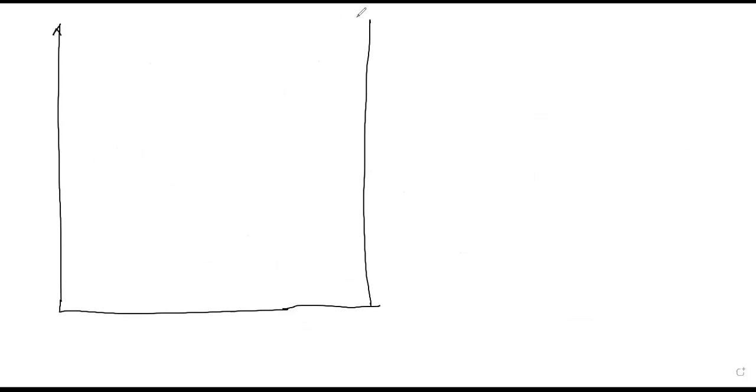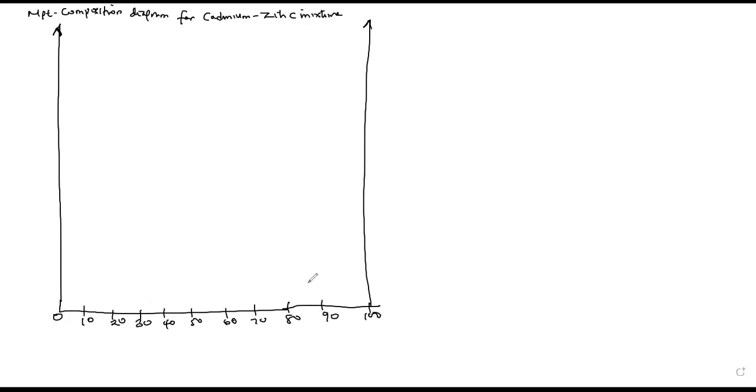So, of course, the first paramount thing is to give a title to your graph. Melting point composition diagram. Write full words, melting point composition diagram for cadmium zinc mixture. Then here we have 0, we can say 10, 20, 30, 40, 50, 60, 70, 80, 90, and 100. So this is the percentage of zinc.